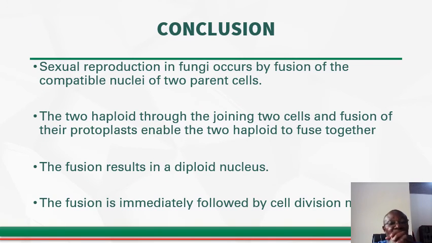So in conclusion about reproduction in fungi, we have looked at sexual reproduction, which occurs by fusion of compatible nuclei of two hyphae. Through the joining of two cells, their protoplasts fuse together and enable the two haploid nuclei to fuse together. Fusion results in the diploid nucleus, and the fusion is immediately followed by cell division.